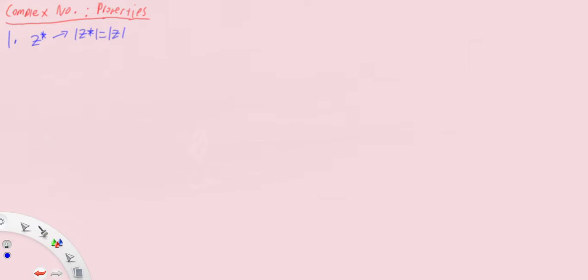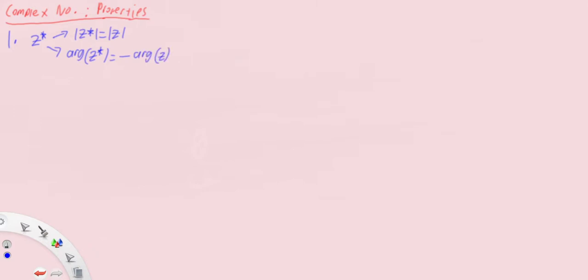If z is a plus bi and z conjugate is a minus bi, you notice that the modulus is still square root a squared plus b squared. The argument of z conjugate is simply the negative of the argument of z.